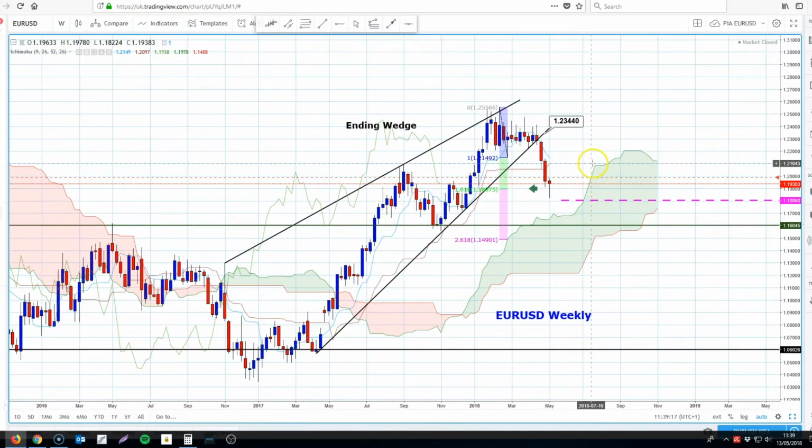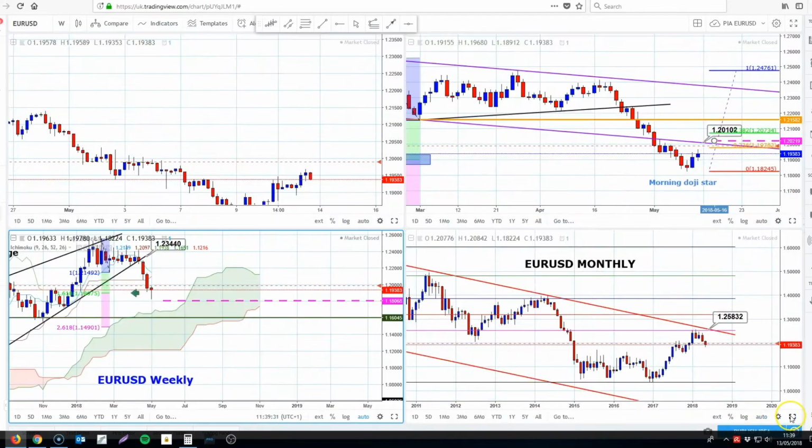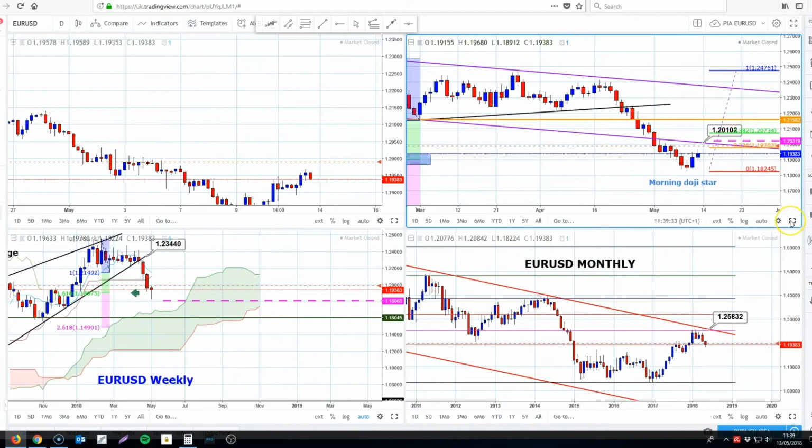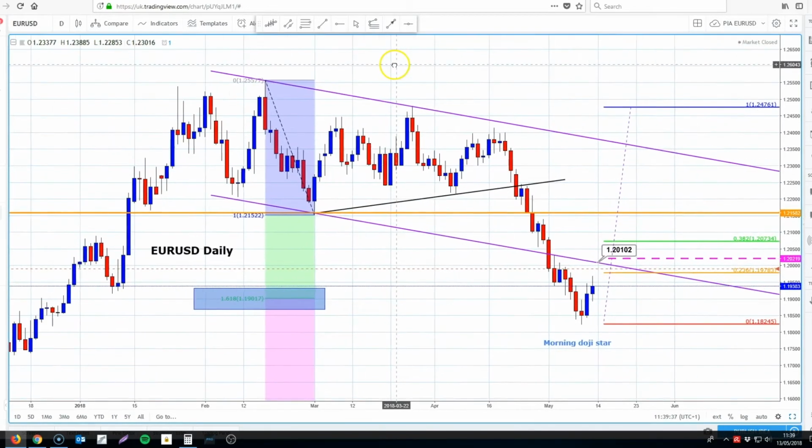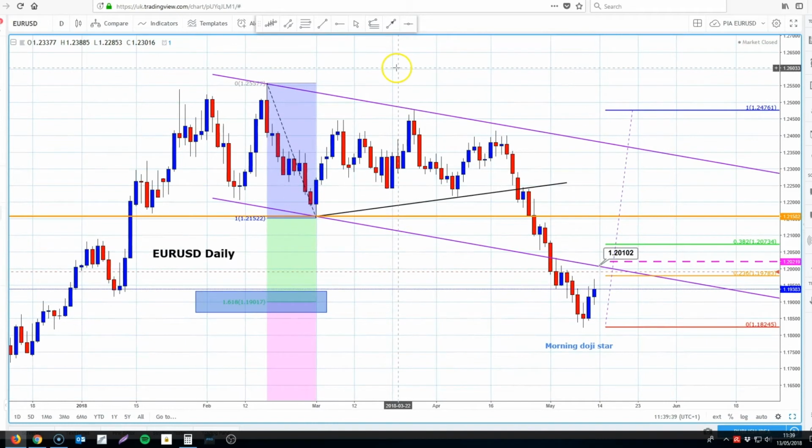We're looking for rallies to be sold into, and then we're looking for another drive lower towards this sort of level, 114.90, which is a 261.8% extension level, or around about 115.60. If we go back to the daily chart, this sort of highlights our levels where we're looking to get short again in this major currency pair.